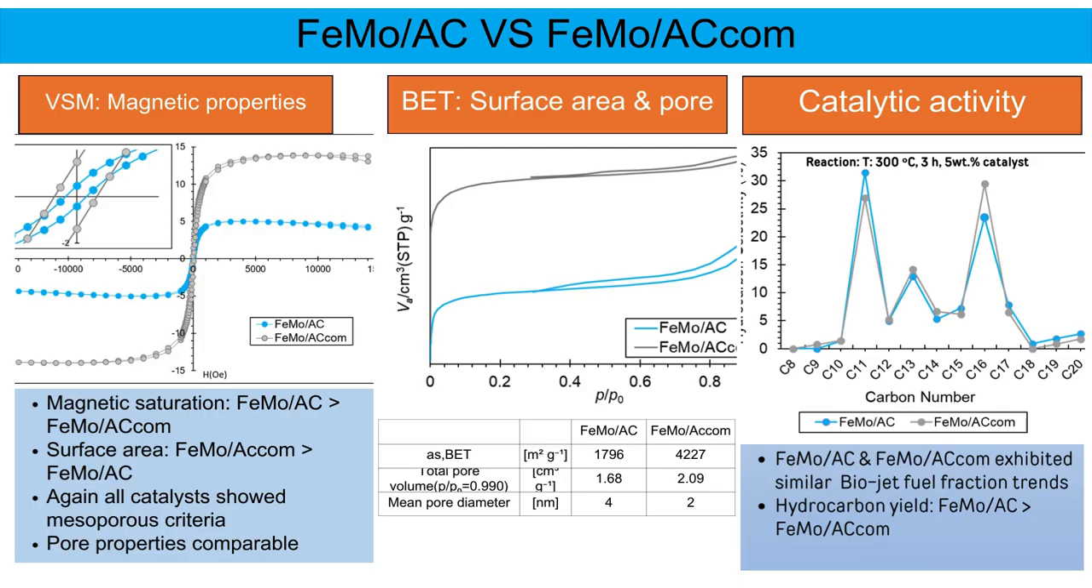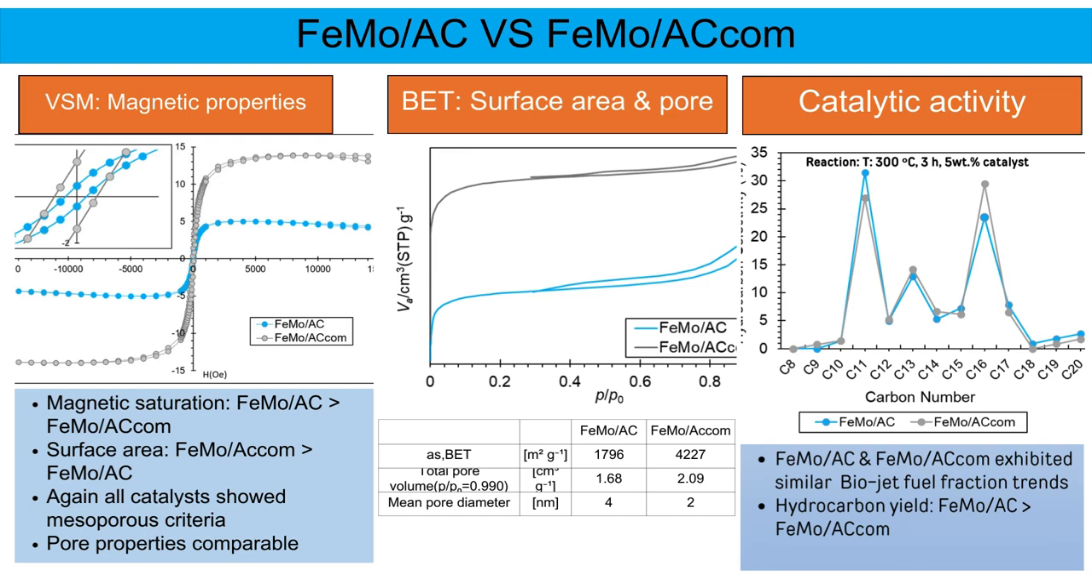Now, after identifying the most suitable ratio of catalyst, we compared it to its commercial counterpart. FeMo supported on activated carbon shows a lower magnetic saturation, however has a smaller hysteresis than the commercial counterpart, which indicates that FeMo/AC is more ferromagnetic than the commercial catalyst.